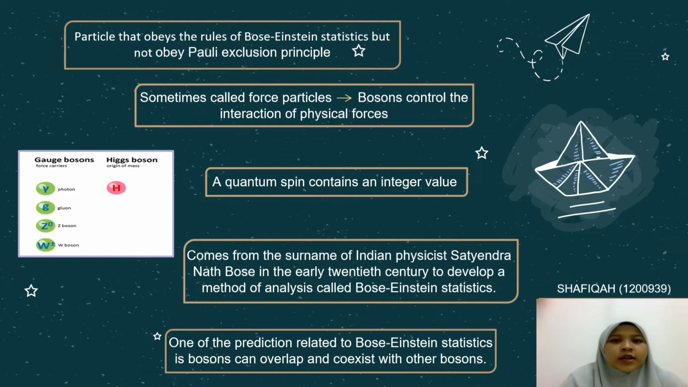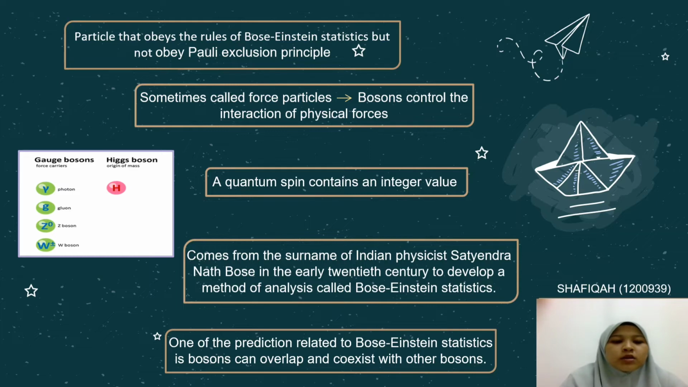Gauge bosons have a quantum spin equal to 1, and there are 4 types of gauge boson. First is the photon. The photon is known as a particle of light, and it carries all electromagnetic energy, and it acts as the gauge boson that mediates the force of electromagnetic interaction.